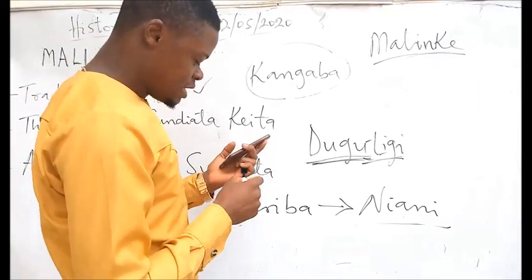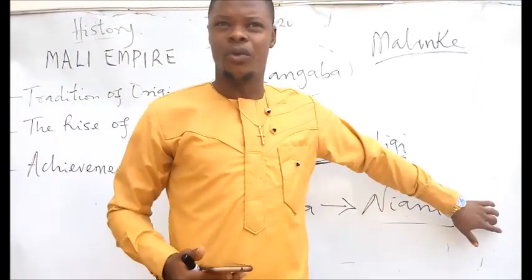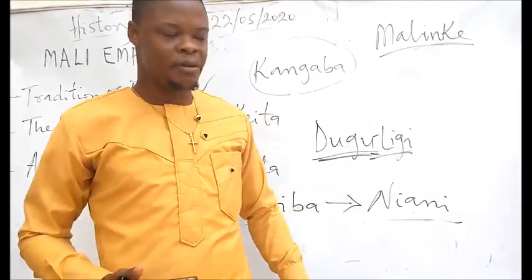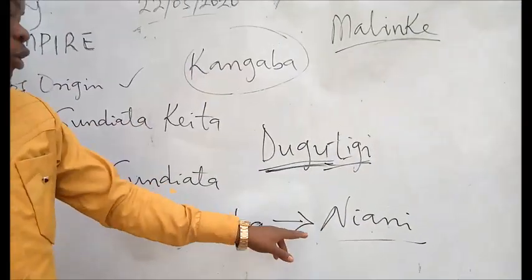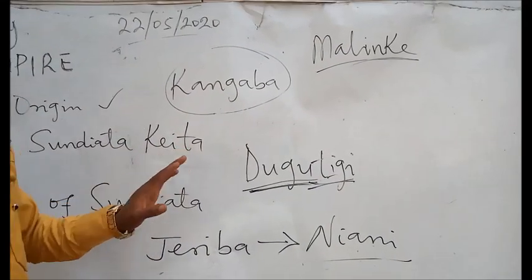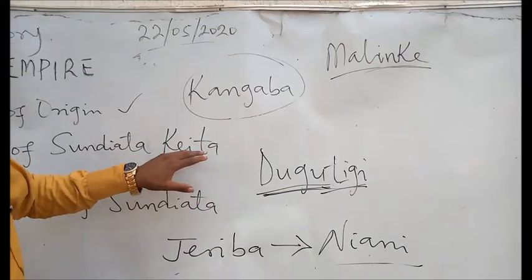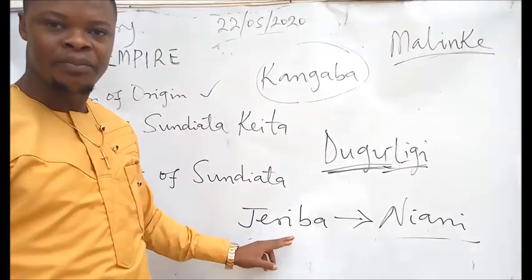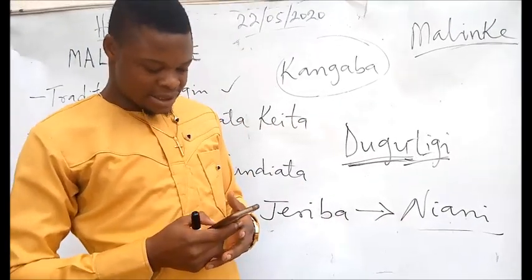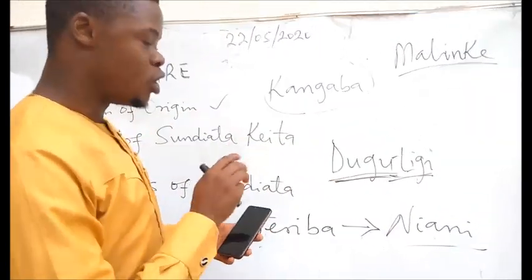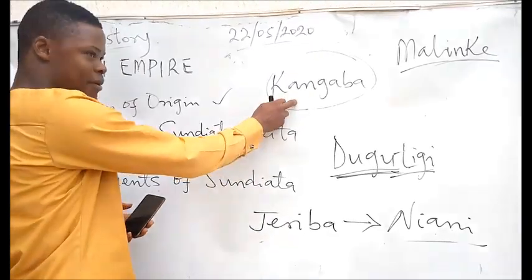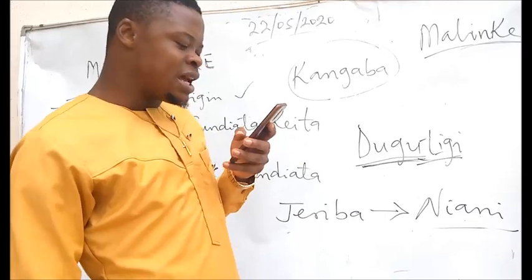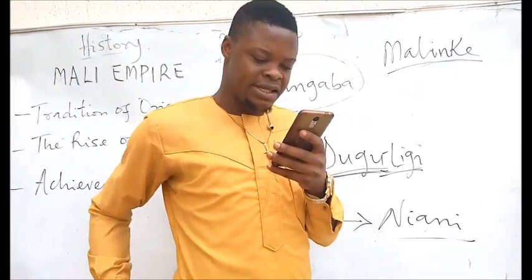Niani. So this place is somewhere near where we know today as Bamako. Bamako is the current capital of Mali today. So this king, we were not told his name. This chief of the Keita clan was the one who moved the capital from Jeriba to Niani. And that is what we know today as the official capital of Kangaba or the Mali Empire. Okay, so the early kings of Kangaba were not known in history.